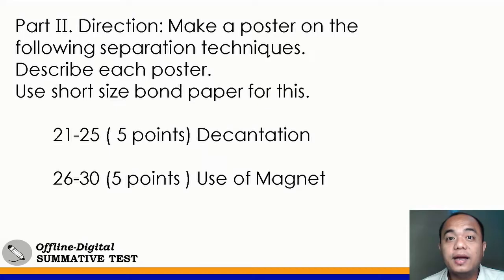What is your score, class, in part 1 of the summative test? Very good for passing part 1 of your offline digital summative test.